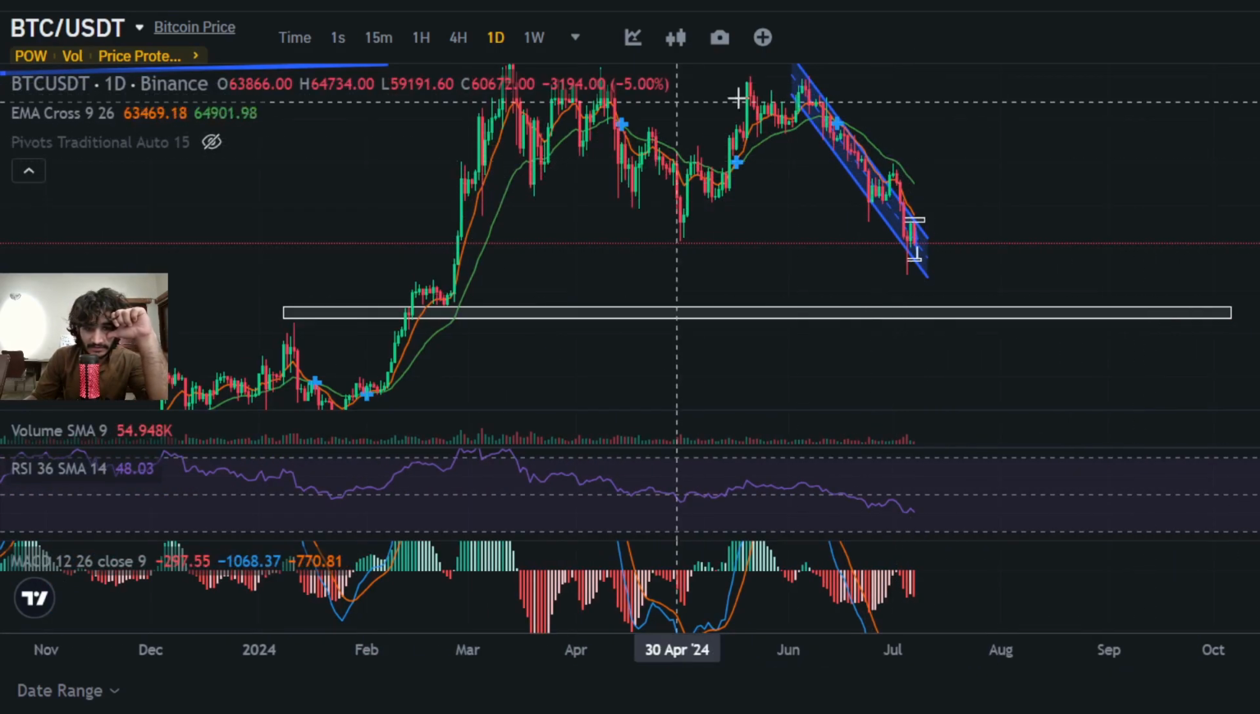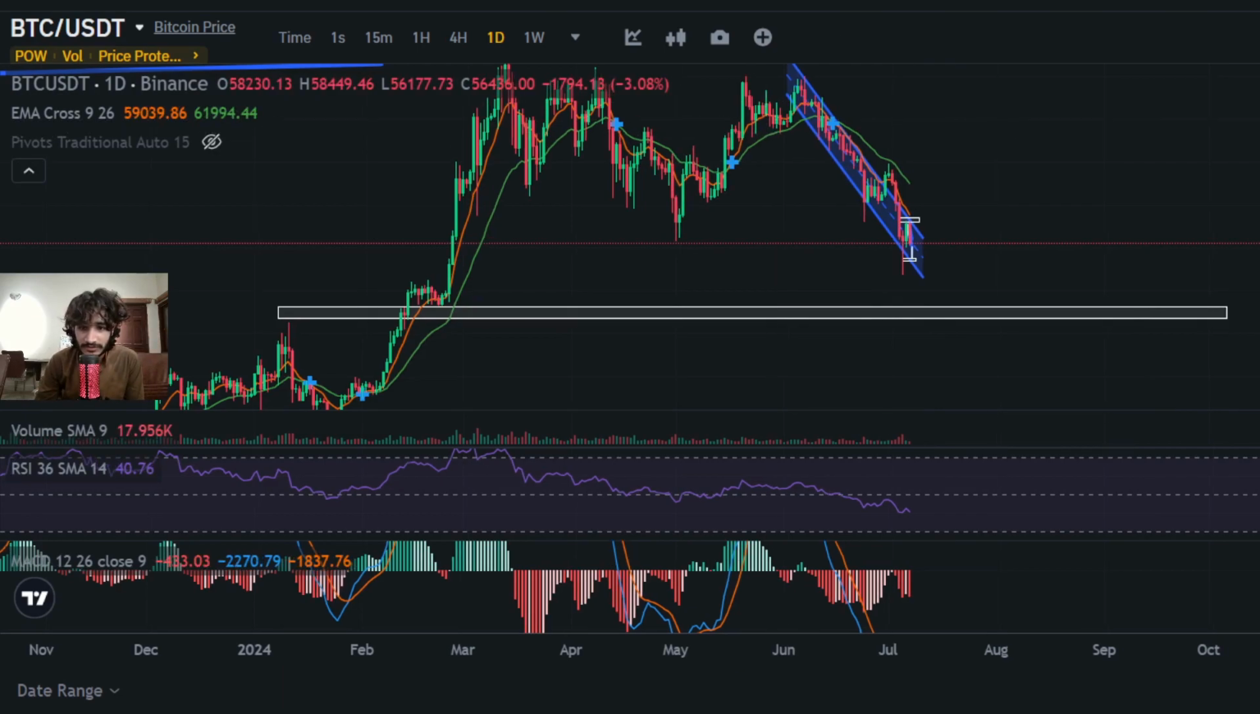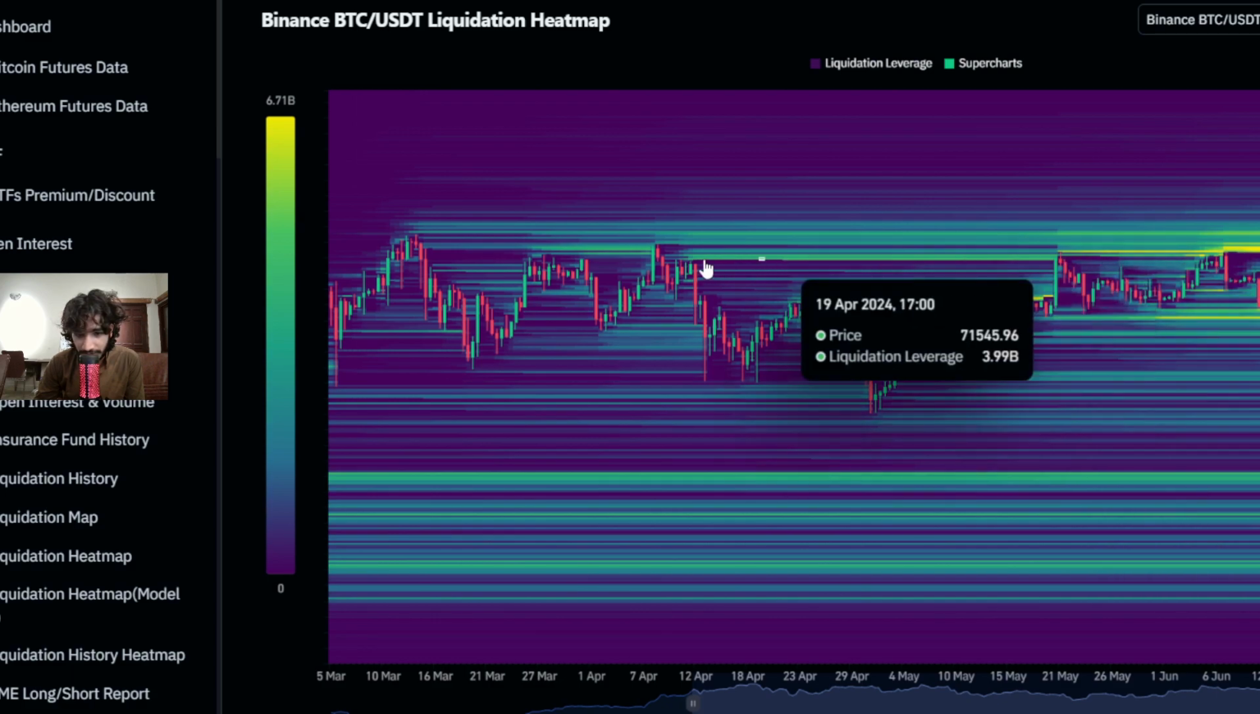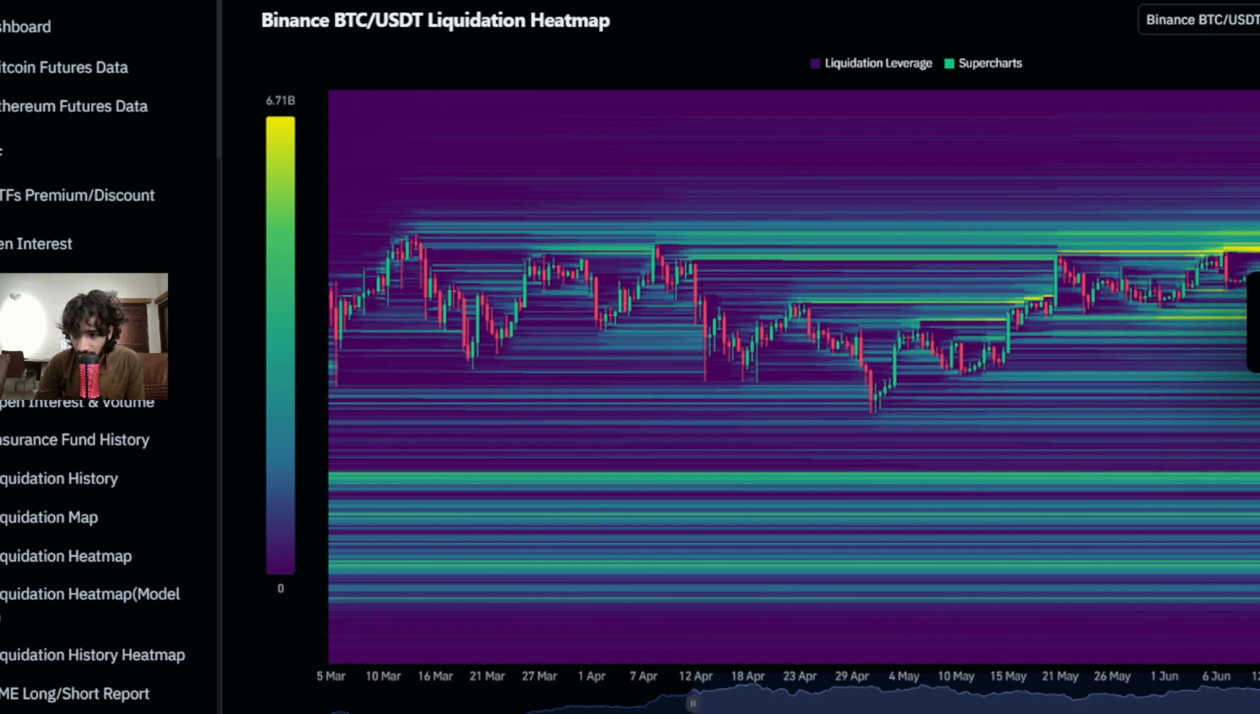So I think I have a reason why, because as we can see from the liquidation heat map of the 6 month of BTC, this is a very strong downtrend from 70,000. There was a lot of liquidity here in this area. If you can see, liquidation leverage was around 5.89 billion here. So most of the liquidity varies around here, 50,000.